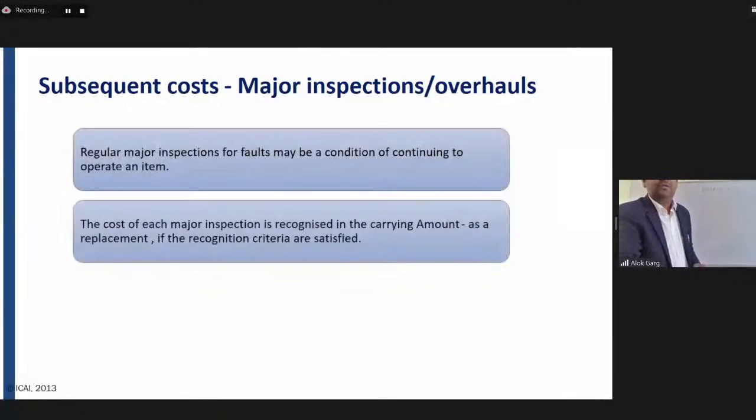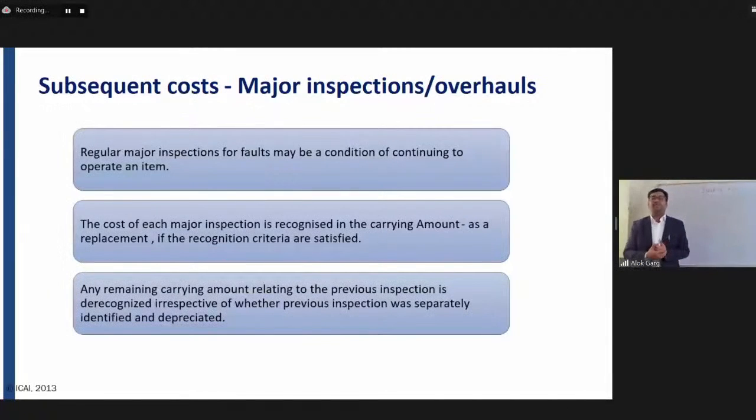So on major inspection and overhauls, regular major inspection for faults may be a condition of continuing to operate an item. For example, in case of an aircraft, the cost of each major inspection is recognized in the carrying amount as a replacement if the recognition criteria are satisfied. When an aircraft was purchased, it was already inspected. The life of the aircraft is 20 years, but it has to undergo a major inspection at an interval of 5 years.